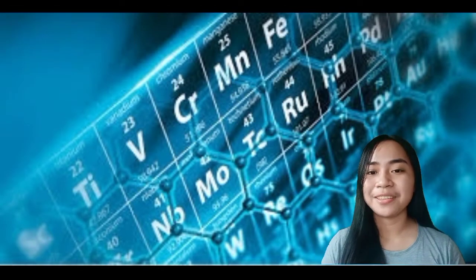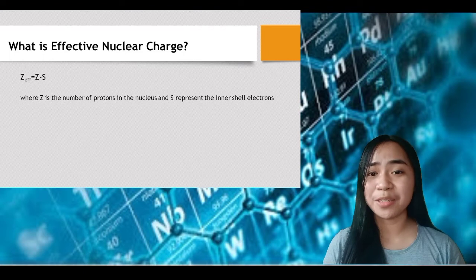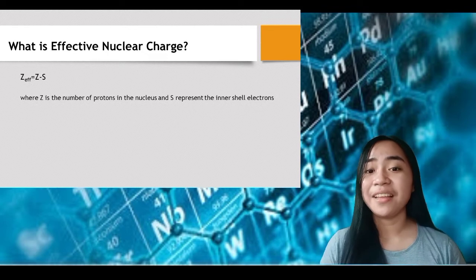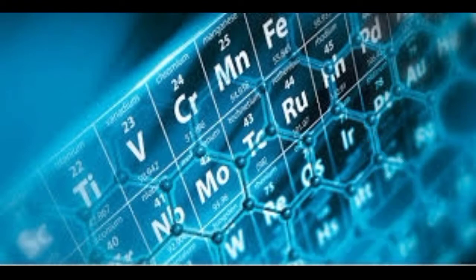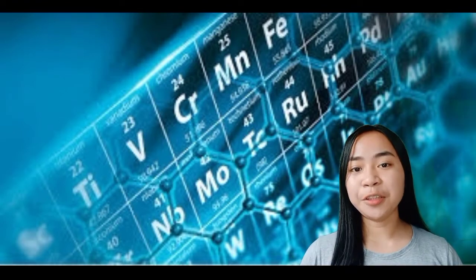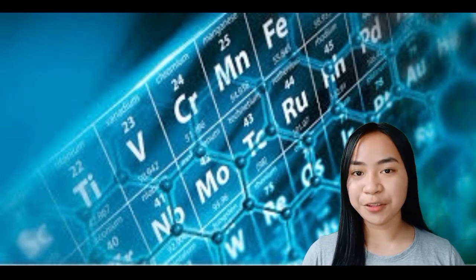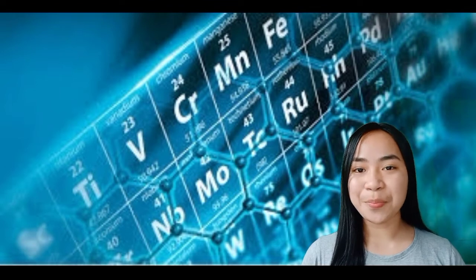Take note that the effective nuclear charge is equal to Z minus S, where Z is the number of protons in the nucleus and S represents the inner shell electrons. Remember also that the number of protons in the nucleus is the same as the atomic number, which can be easily found in our periodic table. So now let us try to determine the number of inner shell electrons. So let's have an example.